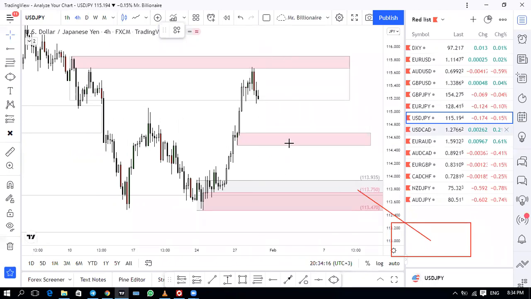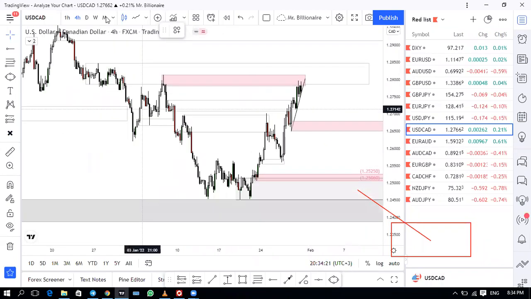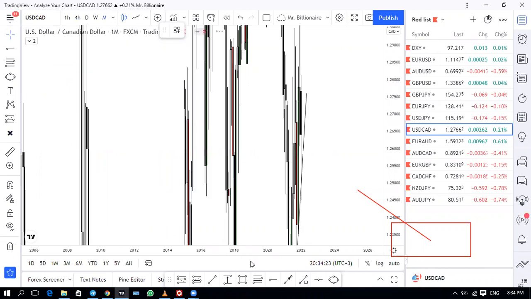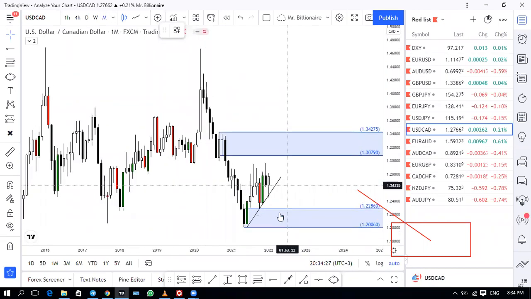Another pair is dollar CAD. Dollar CAD, we have already analyzed it before. It was the first pair to analyze. So we are looking for buying opportunities on dollar CAD.